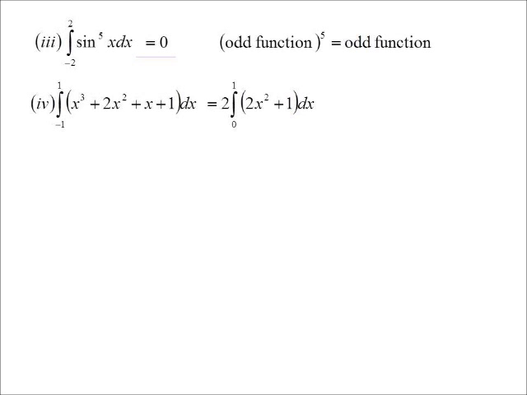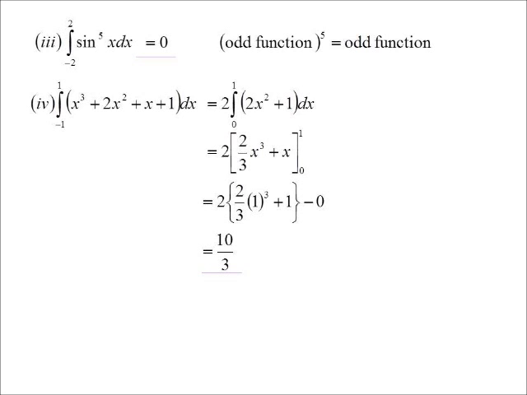2x squared, that's an even function, so I can go twice from 0 to 1. X, that's an odd function. Disappear. 1, that's an even function, so I can go twice 0 to 1. So I can simplify that integral to just be twice the integral of 2x squared plus 1. Add 1 to the power over the power, substitute in, there's our answer. If you don't spot it, obviously it's still going to give you the same answer.